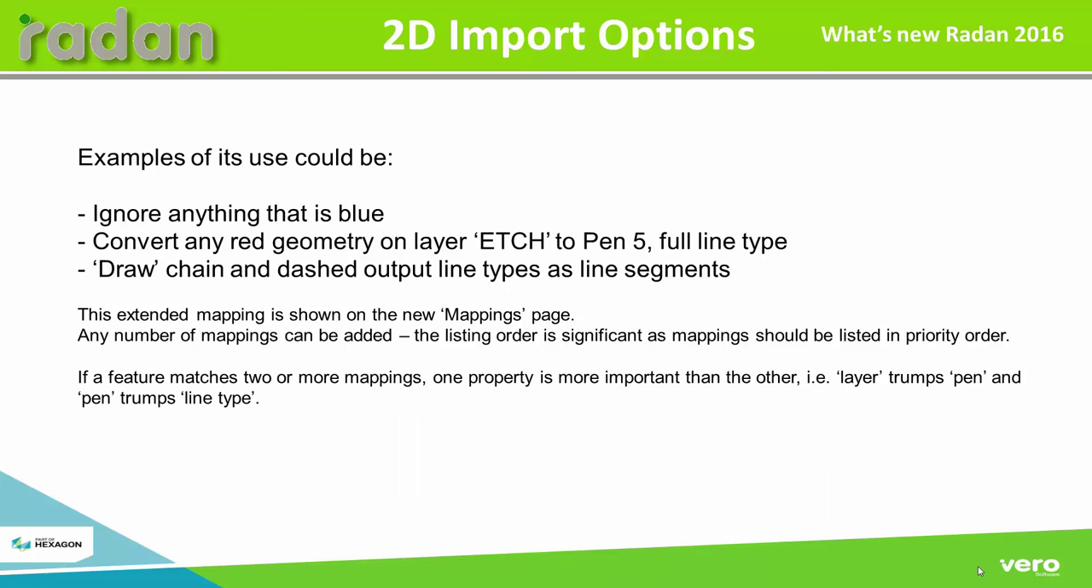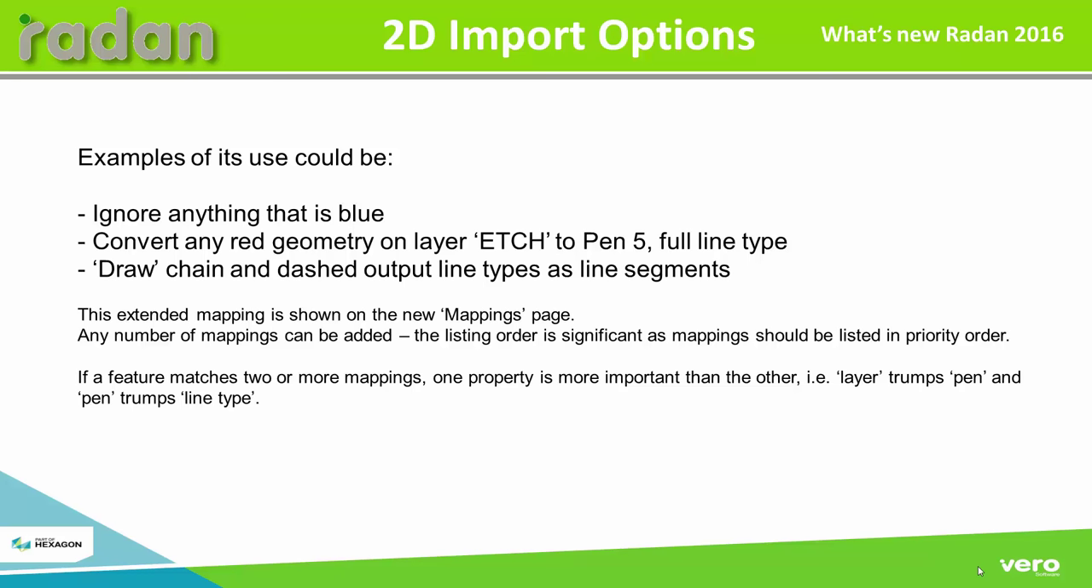Examples of its use could be: ignore anything that is blue, convert any red geometry on layer etch to pen 5 full line type, or draw chain and dashed output line types as individual line segments. This extended mapping is shown on a new mappings tab.